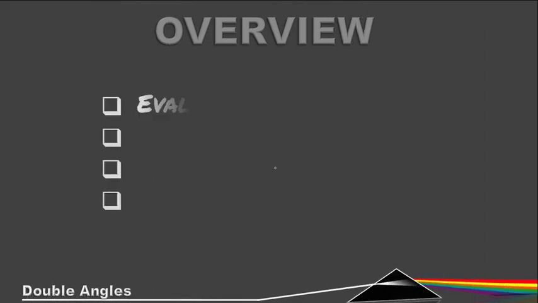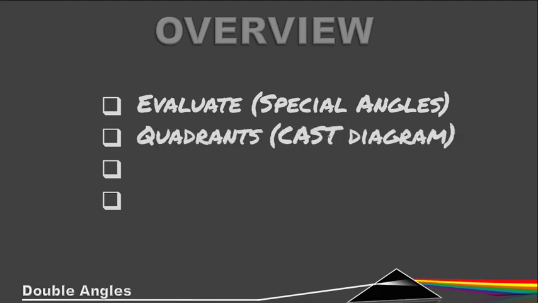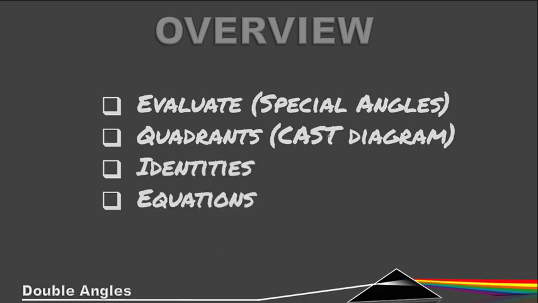So what we're going to do in this video is start by evaluating expressions using special angles. Then look at the quadrants where we use the CAST diagram, and then identities, and then trigonometric equations, and all these including double angles.